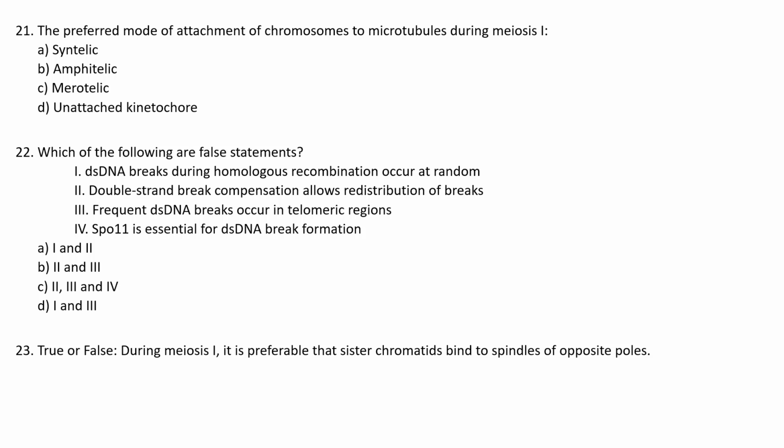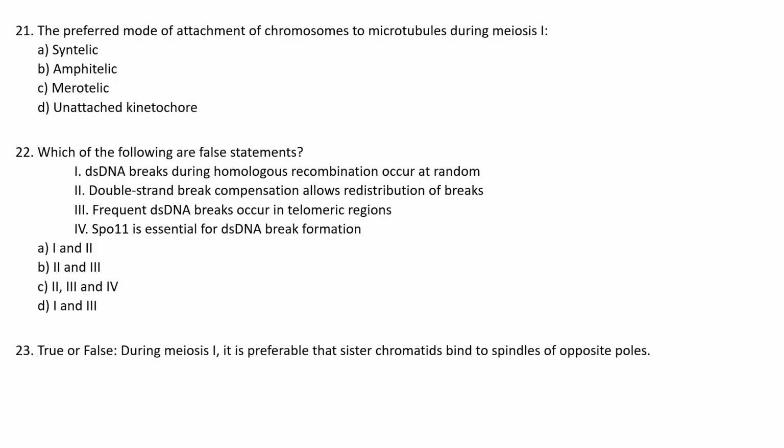So, yeah. So actually, the answer here is false. During meiosis 1, it's preferable that the sister chromatids bind to spindles of the same pole, because we are separating homologous chromosomes in meiosis 1. The identical sister chromatids of one chromosome are bound at the centromere, and we don't want them to separate in meiosis 1.